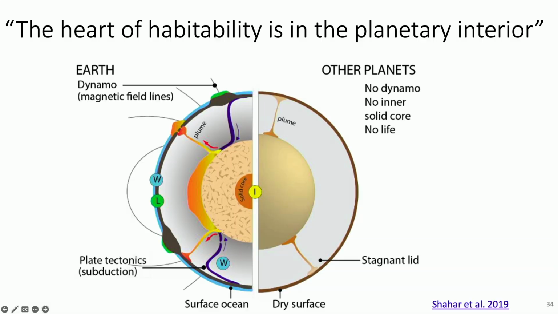So I will leave you with this summary. It's a quotation from Anna Chara and collaborators. The heart of habitability on Earth and potentially elsewhere is in the planetary interior. So on a planet like Earth, there is a dynamo, there is plate tectonics, there is recycling, there is the right amount of life-essential volatile elements. In other planets that have no dynamics, even if there is some stagnant dynamics, that systematically leads to a dry surface and there's no life there. So I think that summarizes well the conditions for the habitability of the Earth.